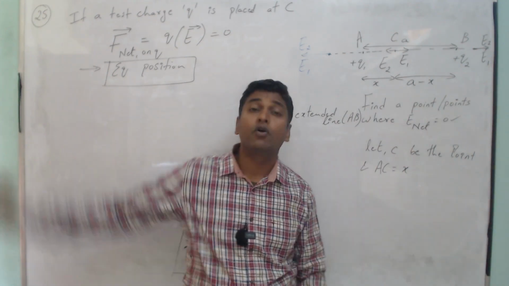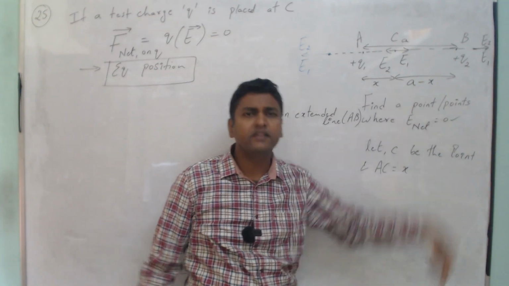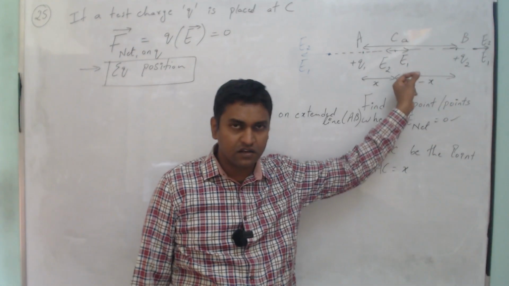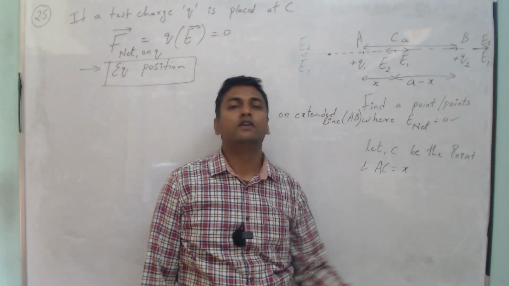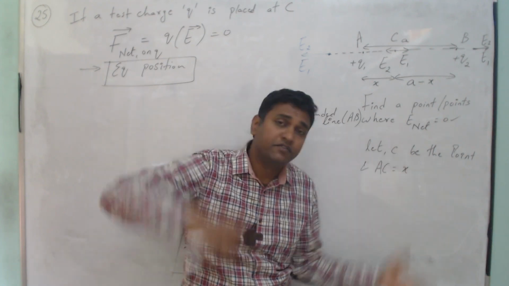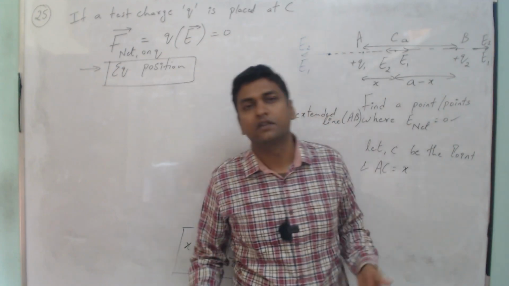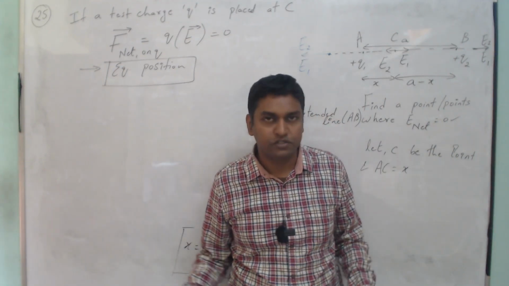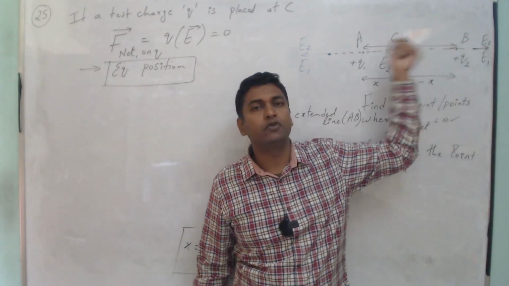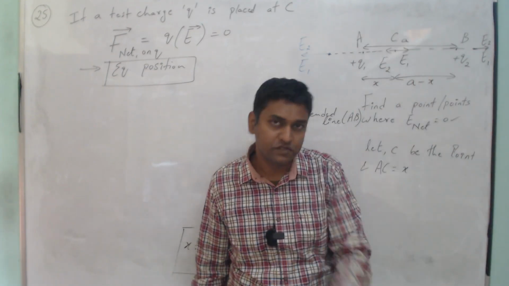If a test charge Q is placed at that point, then the net force will also be 0, because force is nothing but the charge placed over there times the field. The field over there is 0, therefore the net force is 0, right? If the net force is 0 at a particular position, we call that an equilibrium position. So I can say that this point is an equilibrium point because the net force on a test charge placed over there is going to be 0.